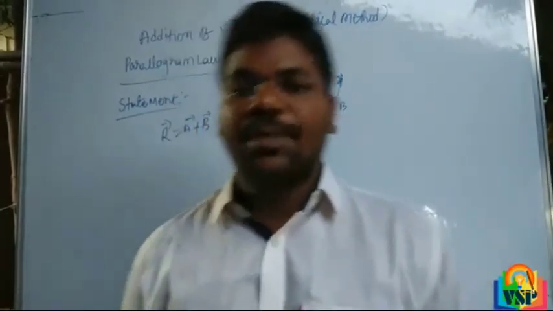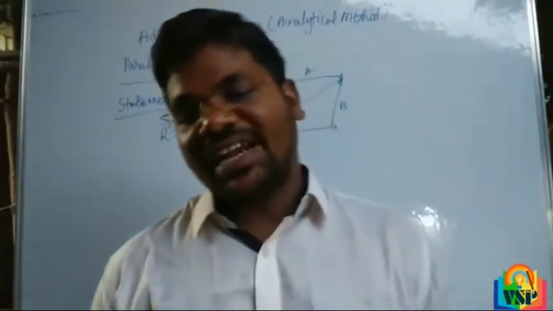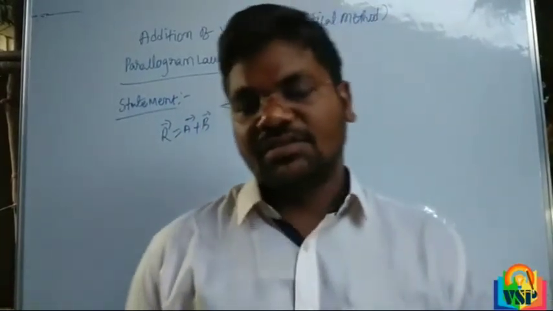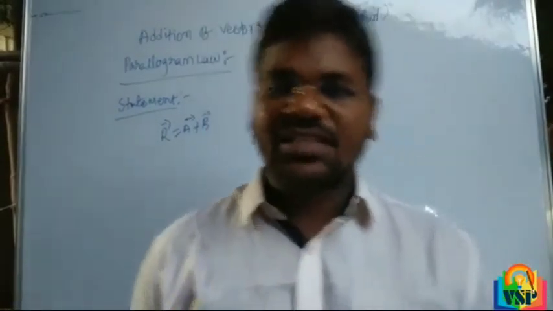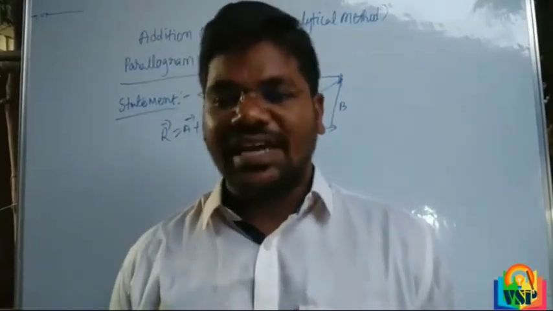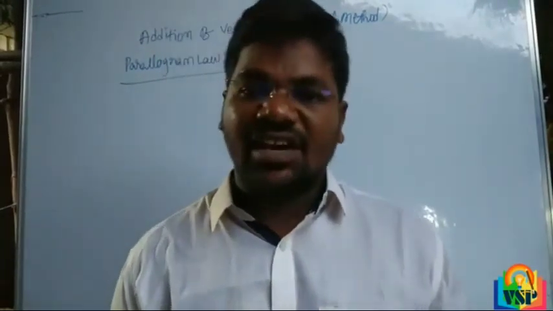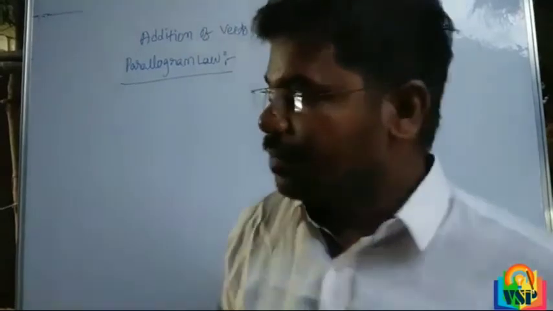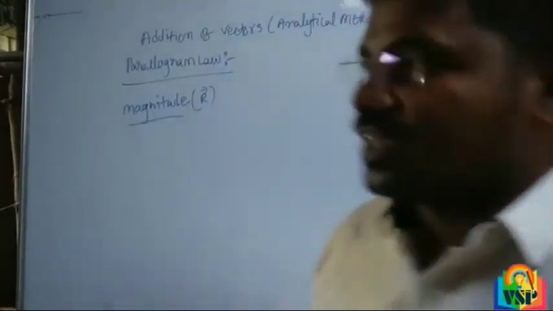So once again, what is the parallelogram law statement? If two vectors represent two sides of a parallelogram in magnitude and direction, and the diagonal passing through the origin gives the resultant of both vectors in magnitude and direction. Now the magnitude of the resultant vector.